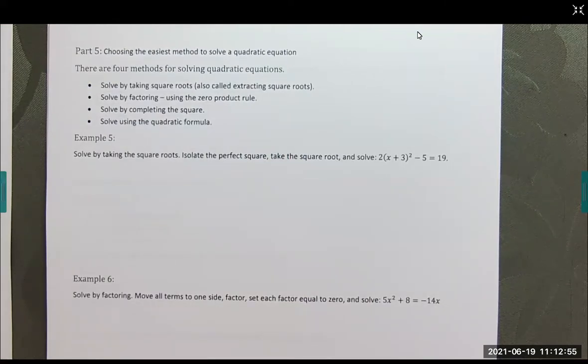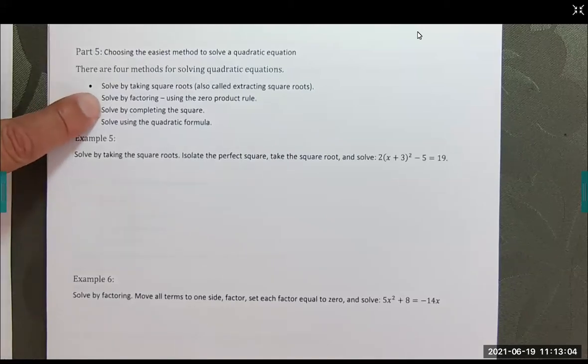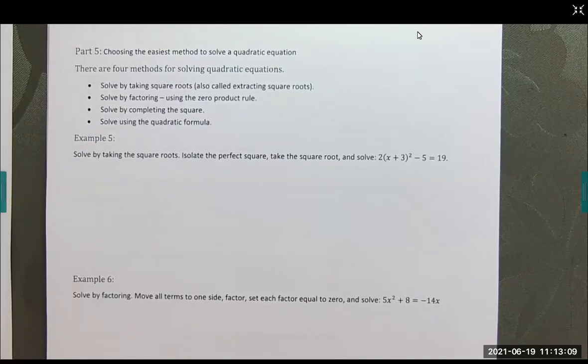Solve by taking the square roots. We've done that already today. Solve by factoring. We've done that as well today. Solve by completing the square. This is the least desirable way to do it. Talk about when maybe it is appropriate to do that. Solve using the quadratic formula. Again, that's my default.